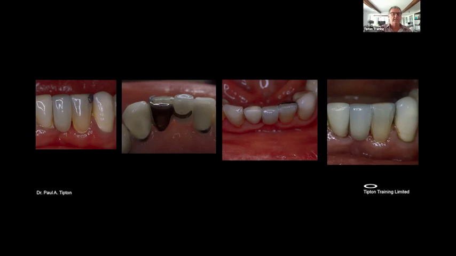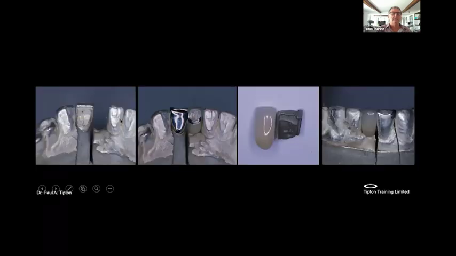And here's a little situation now where a patient, an elderly patient, has lost a lower central incisor. We're not wanting to do something too difficult for her. So we've done a little bit of tooth preparation and we've replaced the lower tooth with a simple cantilevered Maryland wing.